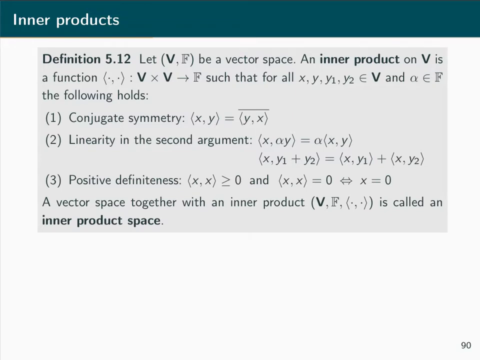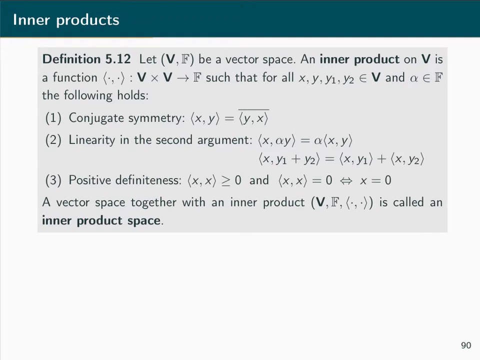Second, we must have linearity in the second argument, which means the usual two conditions, namely the inner product of x with alpha times a vector y must be the same as alpha times the inner product of x with y, and also the inner product of x with the sum of two vectors y1 plus y2 must be the same as the sum of the inner products of x with y1 and x with y2.